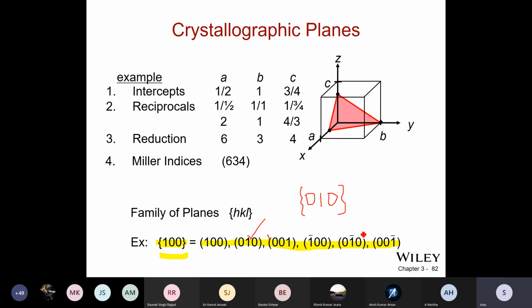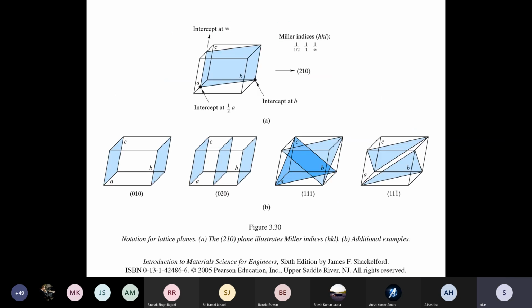the same plane, because here the 0, 0, 1 plane and 0, 0, bar 1 plane have a square cross section, but 1, 0, 0 or 0, 1, 0 have a rectangular cross section. So this will not happen. Now you look at the Miller indices of a unit cell like this.